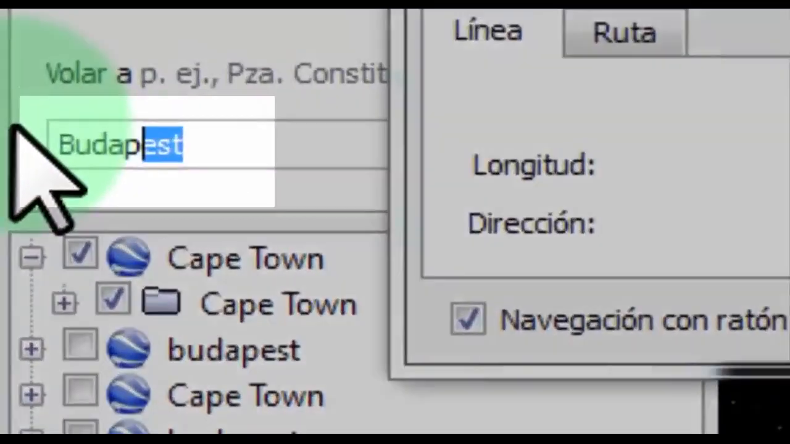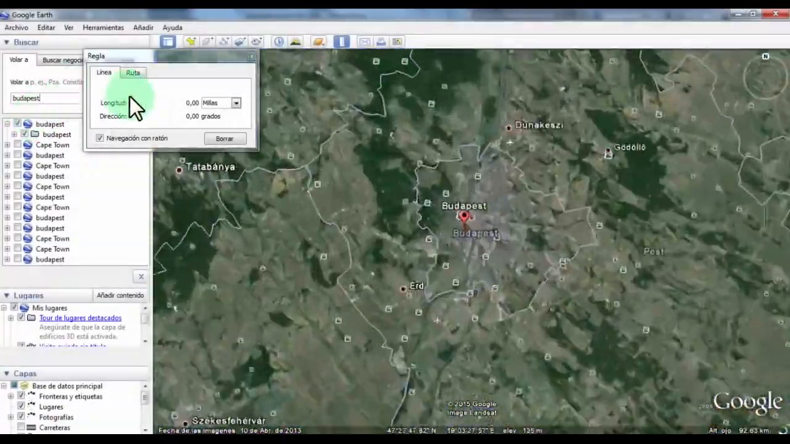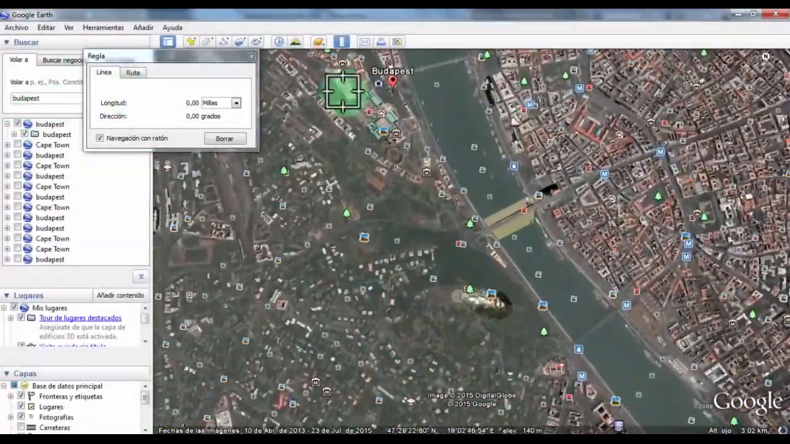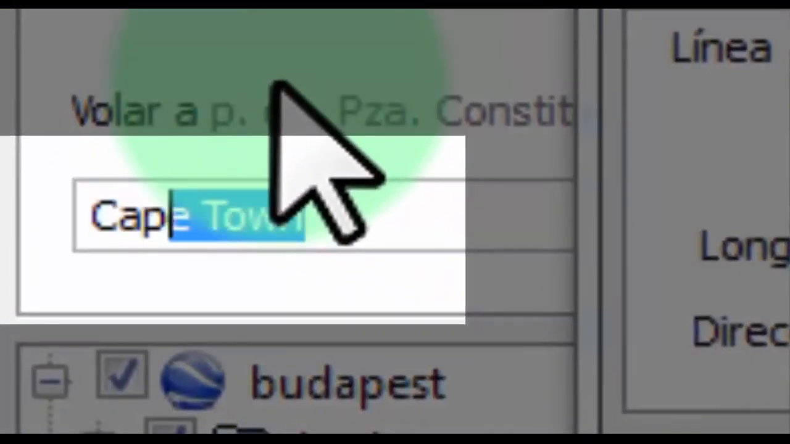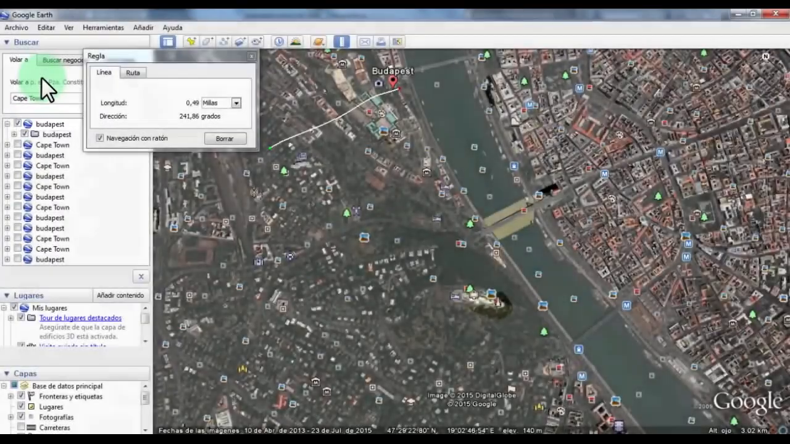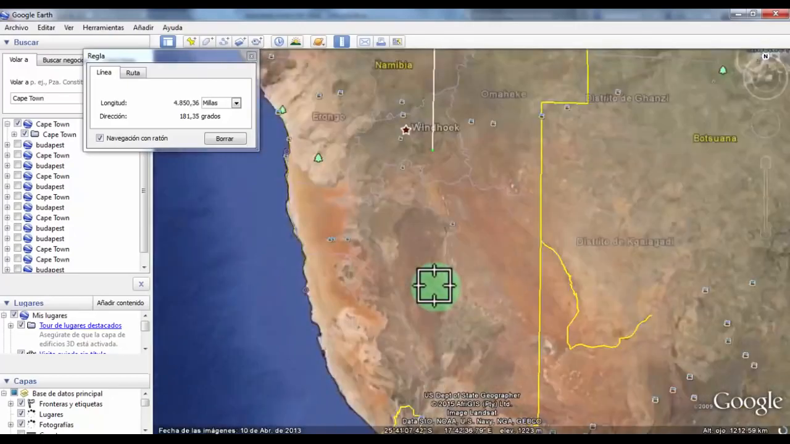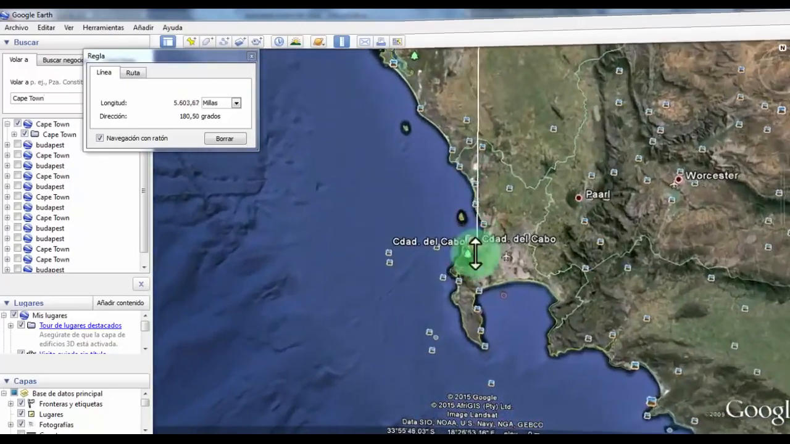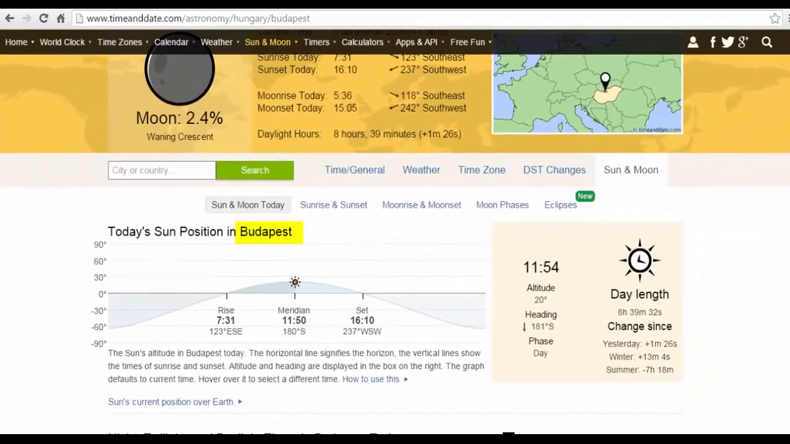Now we are going to choose two cities that lie under the same meridian circle. I chose Hungary, Budapest, and South Africa, Cape Town. Please notice that in January, according to the Time and Date website, the sun at midday should be between these two cities. As you can see, in Cape Town, the sun at midday is in the north, while in Budapest, it's in the south, which makes our math easier, of course.